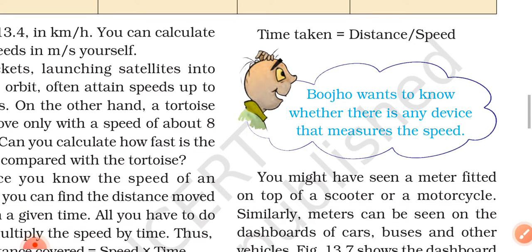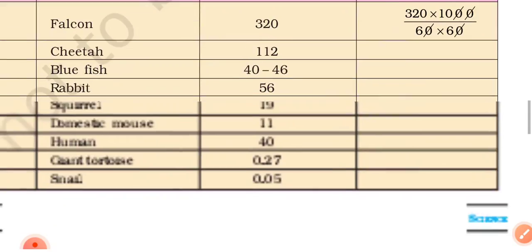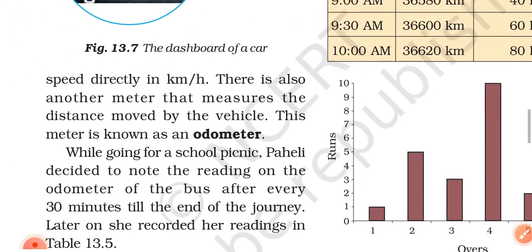Bojo wants to know whether there is any device that measures the speed. You might have seen a meter fitted on the top of the scooter or a motorcycle. Similarly, a meter can be seen on the dashboard of cars, buses and other vehicles. Figure 13.7 shows the dashboard of the car. Note that one of the meters has kilometer per hour written at one corner. This is called a speedometer. It records the speed directly in kilometer per hour.